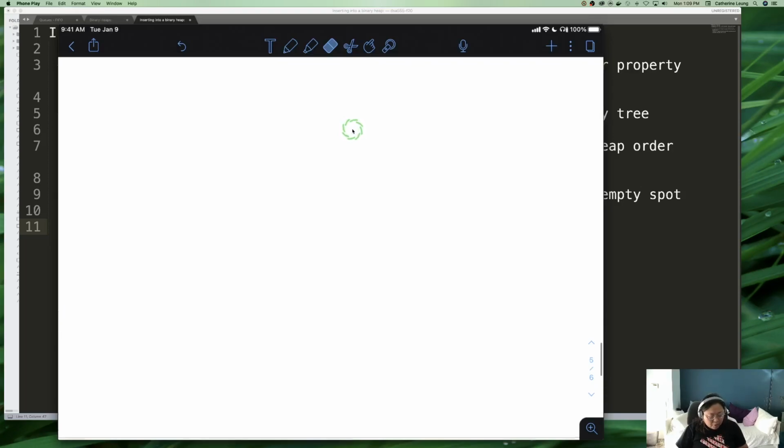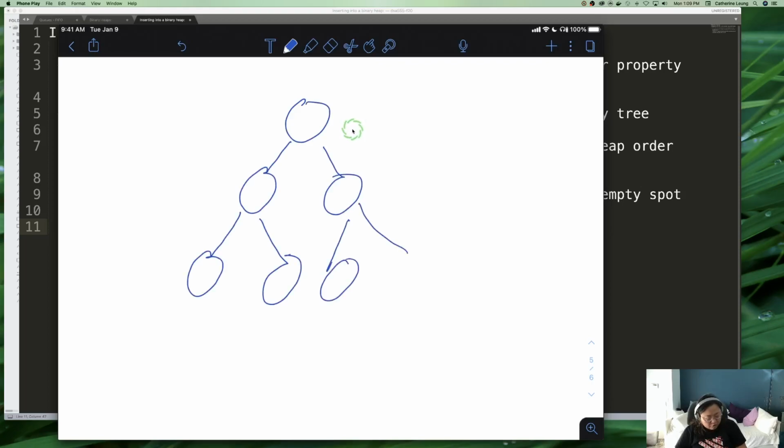So this is sort of the last, actually, before we do that, let's take a look at why this was a good idea. Why do we just keep having this empty spot and moving it? So let's consider what we have and why this is a good idea. If we have a tree, this is just any old tree with some nodes in it.